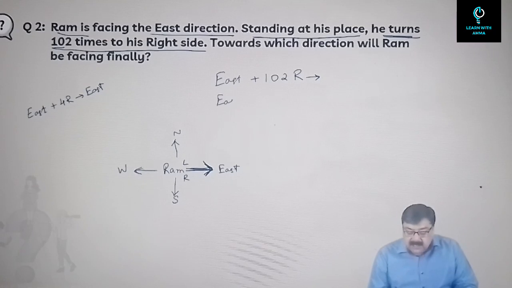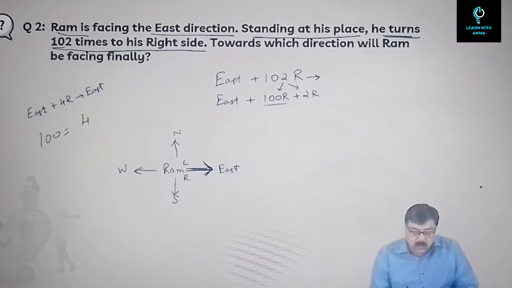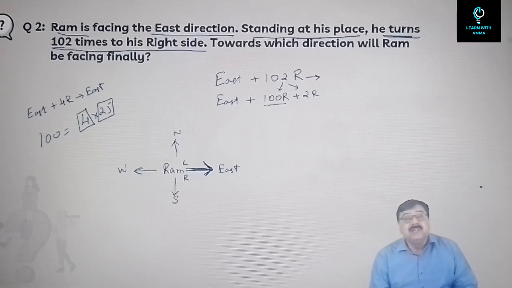Now the nearest multiple of 4 we know is 100. So here we will split 102 as 100 plus 2. So 100 right turns plus 2 right turns will be 102 right turns. Now 100 we know is 4 into 25. So there are 25 sets of 4 turns each towards the right side.